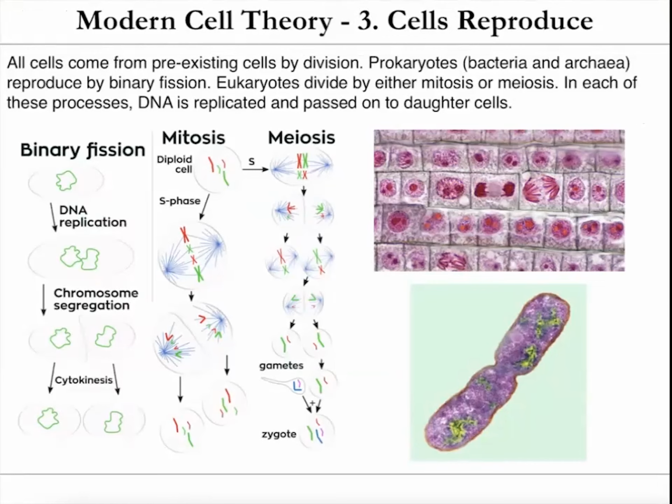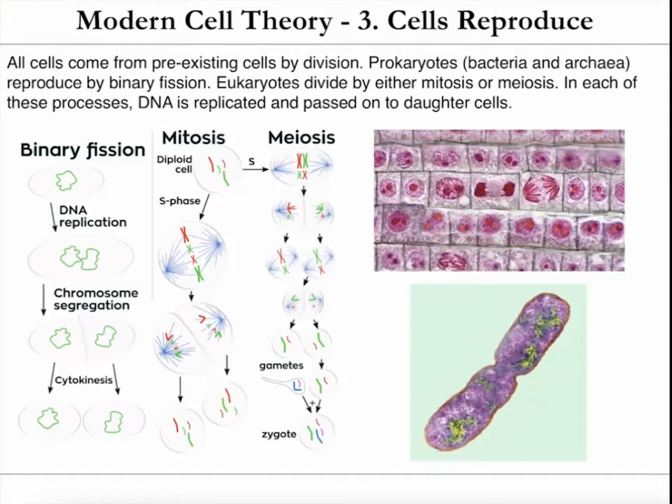So all cells come from pre-existing cells by division. This may seem pretty fundamental, not too difficult to understand, but it was not known for many, many years. A lot of top scientists in the world believed that small organisms like this just spontaneously generated from inorganic matter. We know now that that's not the case. All cells come from division of another cell.